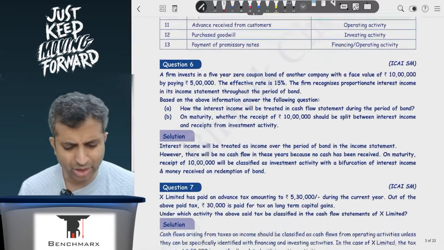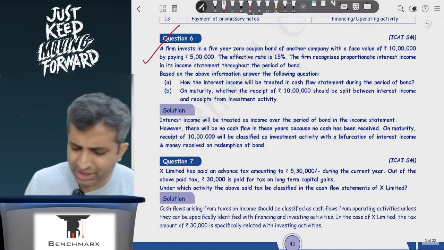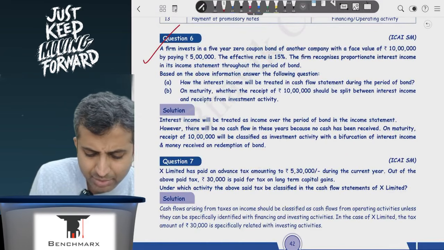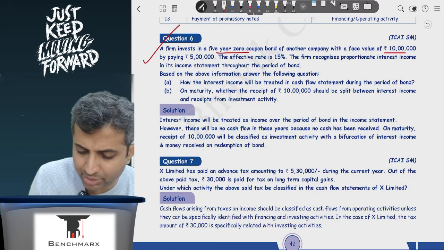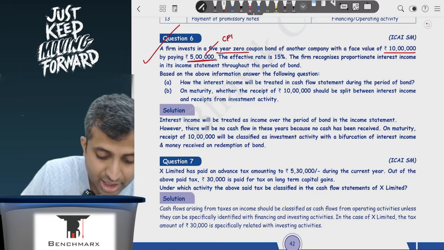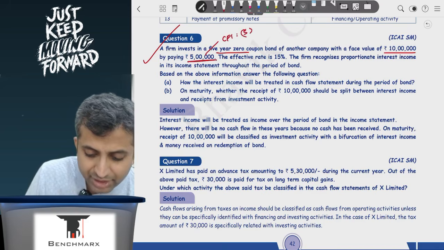Then there were a few other adjustments. This is question 6, a very basic question, but it came in the recent RTP as well, I think of May 26, where a firm is investing in a zero coupon bond with a face value of 10 lakhs by paying 5 lakhs. So this 5 lakhs is my cash flow from investing. It's a cash outflow. The effective rate is 15%.